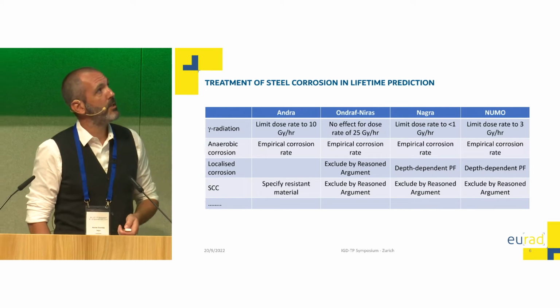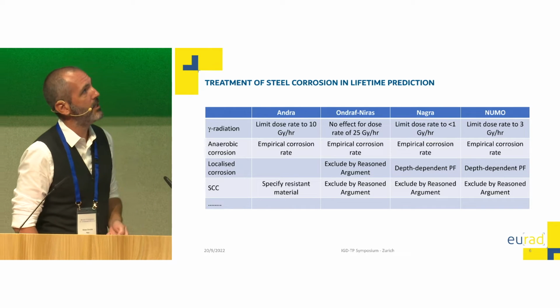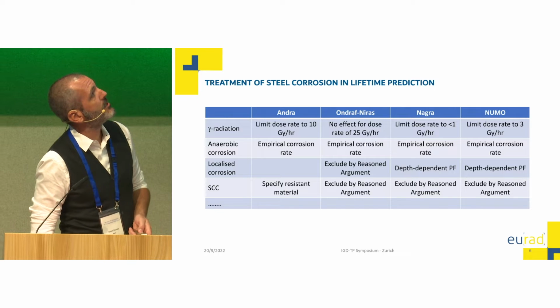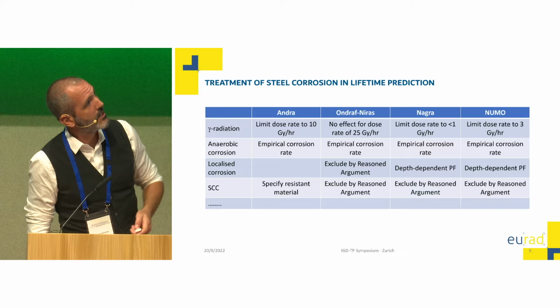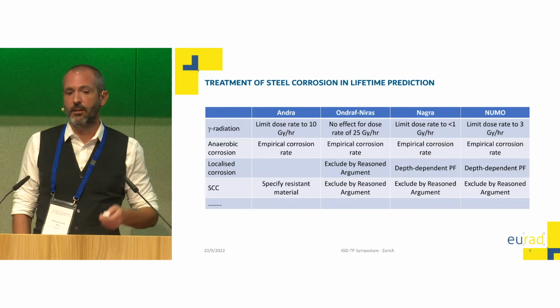This is the same table, but for the WMOs that have steel canisters. Here it's a bit more variability, mainly because we have very different buffer and near field conditions, especially Andra that has no direct buffer and Ondraf that uses cement. But the other two, Nagra and Numo, that have steel with bentonite, they're pretty much identical.